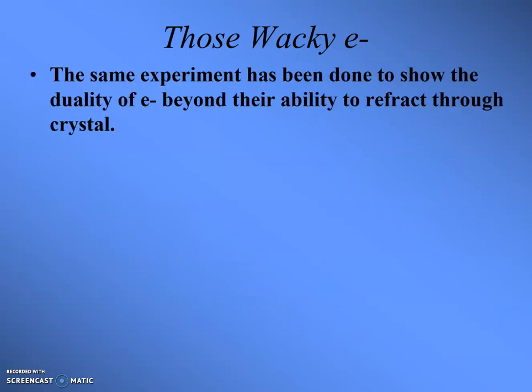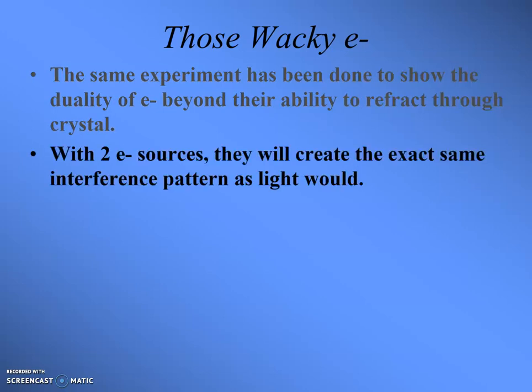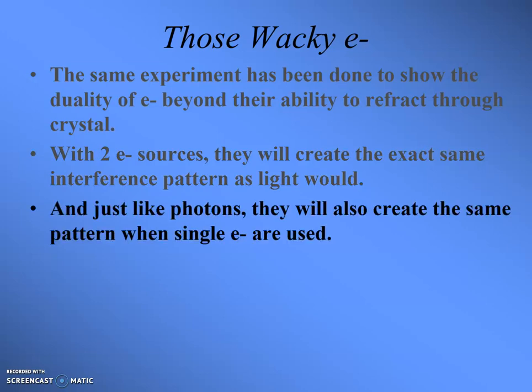Well, let's go back to those electrons we were talking about. The same experiment has been done to show the duality of electrons beyond their ability to refract through crystals. I showed you guys way back when that electrons in anything actually travel as a wave, because they did Snell's law with electrons in crystal. Well, you can do the Young experiment with electrons and they will also make an interference pattern. With two electron sources, you will get the exact same interference pattern that light does, which once again shows everything travels as waves.